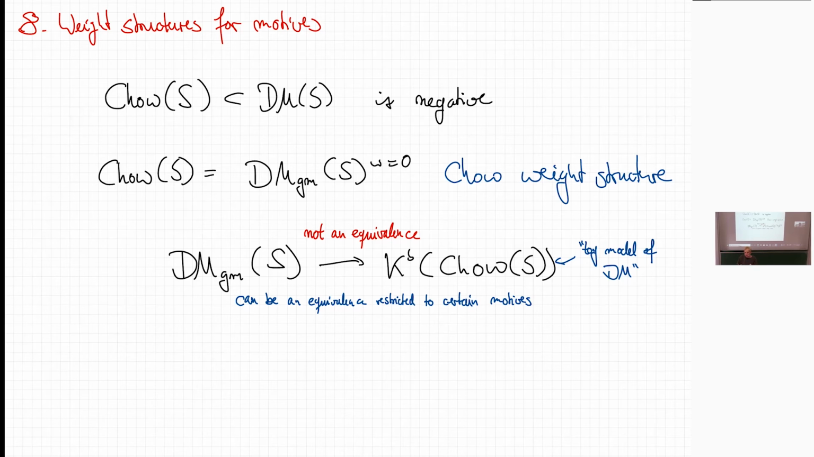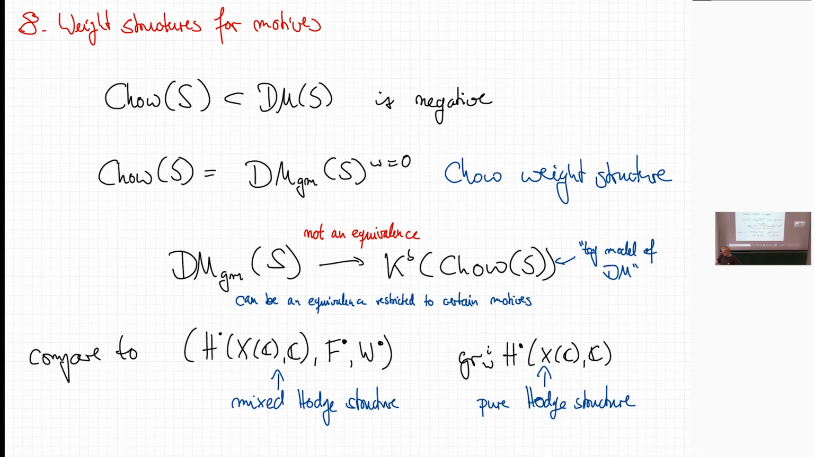And sometimes for them, the weight complex functor is an equivalence. So you can really treat everything like you would be in the homotopy category of Chow motifs. Okay, so this is how weight structures appear for motifs. And you should compare this to the following.